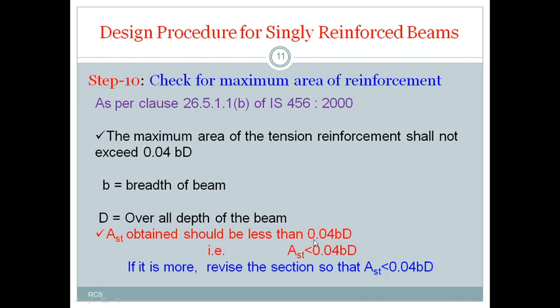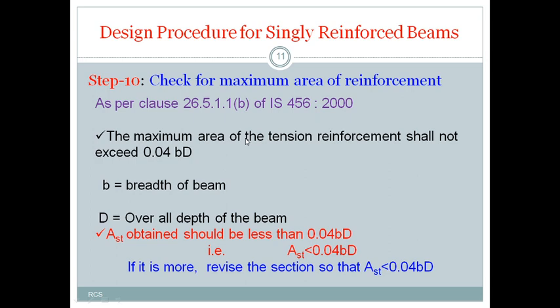If the AST obtained value is more than that maximum value of tension reinforcement, then again you have to revise the section. That means reducing the dimensions of the section, so that we can minimize the dimension of the section. From that you will automatically get AST less when we compare with the 4% of BD. So this is how we calculate the maximum area of reinforcement.